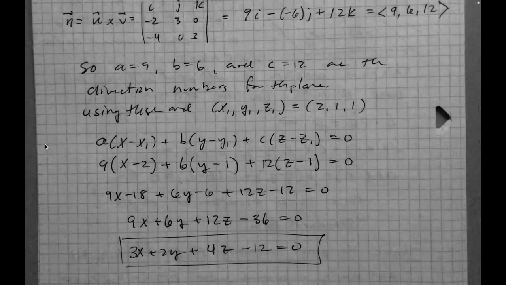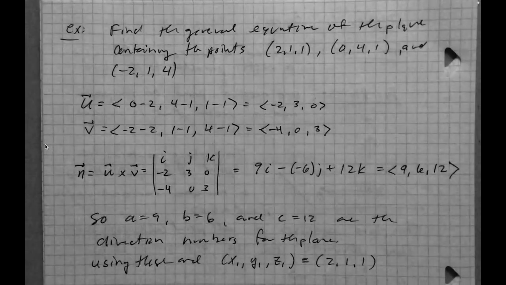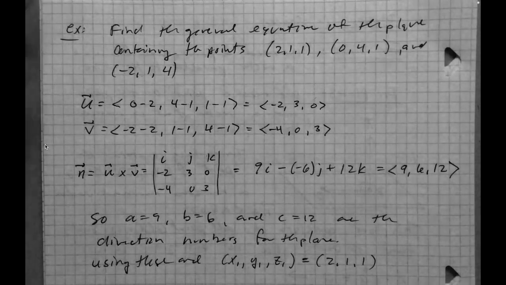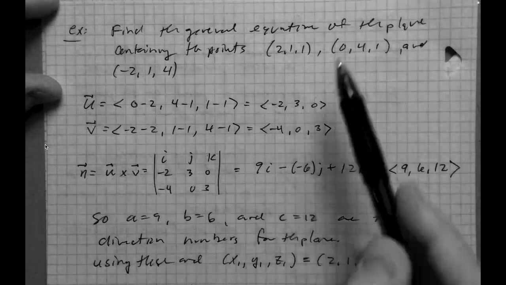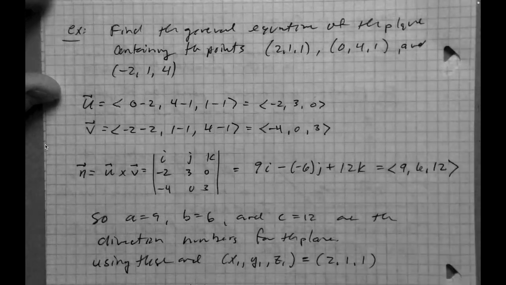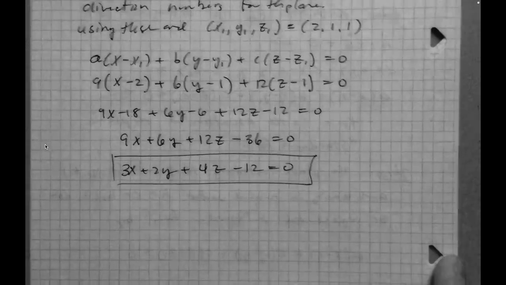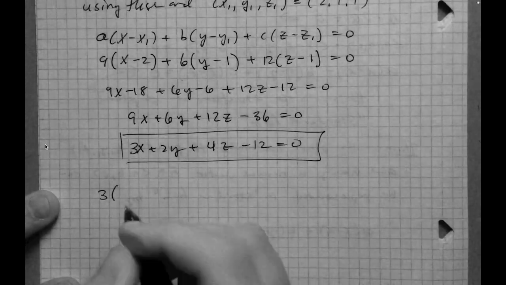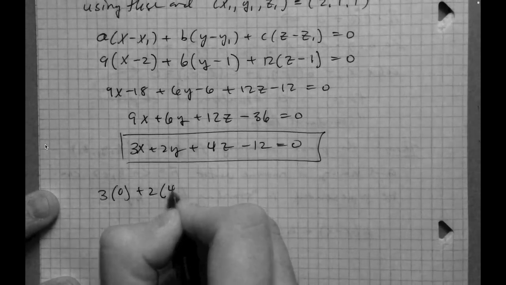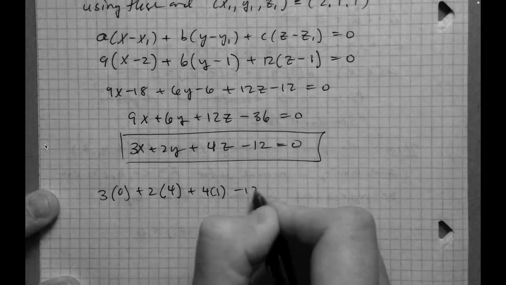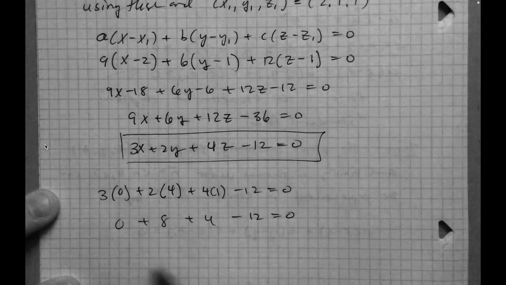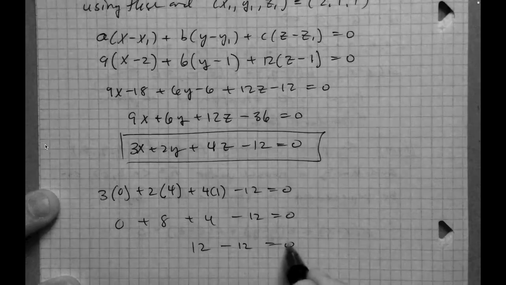Now we can confirm that these points we were given at the onset indeed satisfy this equation, right? So let's plug in 0, 4, 1, for example. We used this one to derive it, so let's plug it in just to confirm that this is indeed an equation for the plane. All we'd have to do is plug in 0, 4, 1, so it'd be 3 times 0 plus 2 times 4 plus 4 times 1 minus 12 equals 0. That's 0 plus 8 plus 4 minus 12 equals 0. And of course, you get 12 minus 12 equals 0. So true, right?